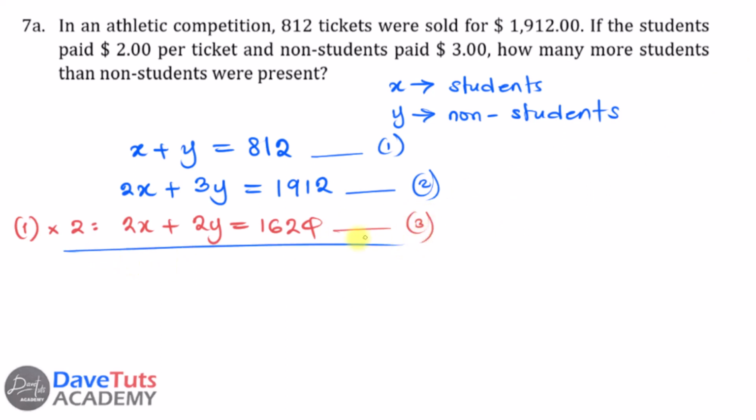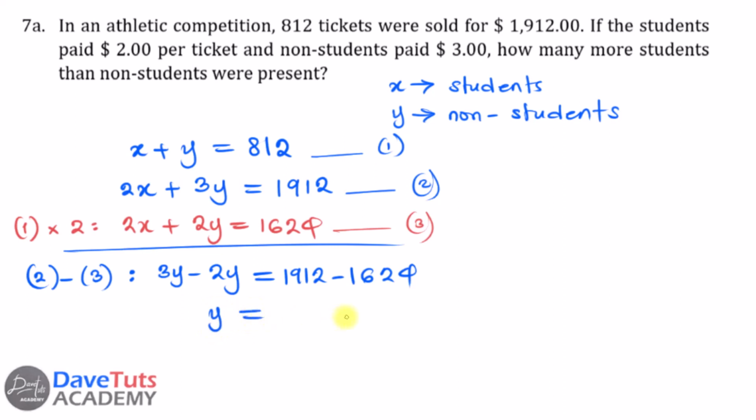Having done that, looking at equation 2 and equation 3, I can subtract. I can say equation 2 minus equation 3. We can see 2x minus 2x will be 0, so that is out of discussion. Then I have 3y minus 2y, and that will be y. 3y minus 2y is equal to 1912 minus 1624. So here I'm going to have y is equal to, what's this?